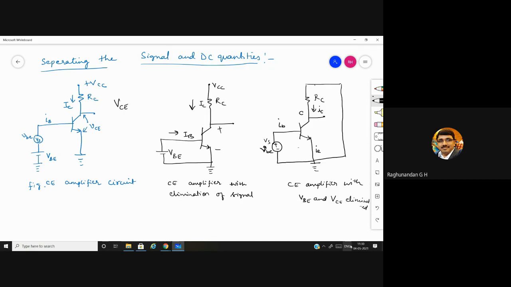So here the Q point will be fixed in the operating region with the help of VCC, and whatever VBE we are applying, that VBE will only get amplified and given out. So here the output, whatever we are getting, is pure DC only, because the input is DC.